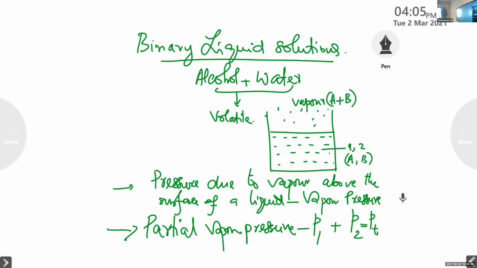Alright. May I proceed? Okay. So P total is equal to P1 plus P2, the sum of the partial vapor pressures of the various components.